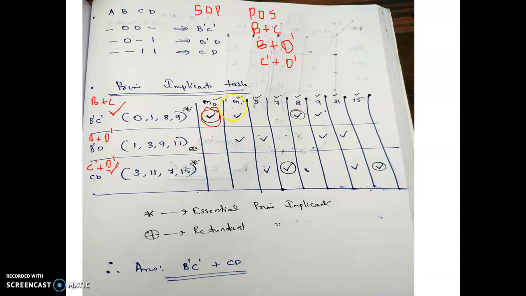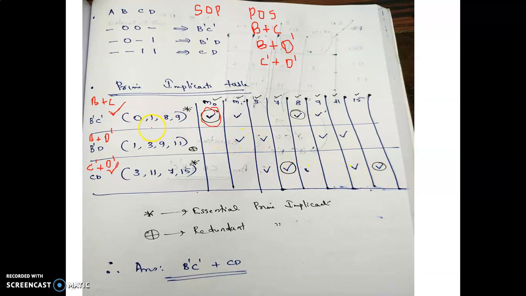And you are marking the terms 0, 1, 8 and 9, because in the question these are the max terms given: 0, 1, 3, 7, 8, 9, 10, 11 and 15. So this term covers 0, 1, 8 and 9. So you put a tick mark under those max terms 0, 1, 8 and 9. And here also 1, 3, 9, 11, and 3, 11, 7, 15. So for 3, 11, 7, 15 you put tick marks.